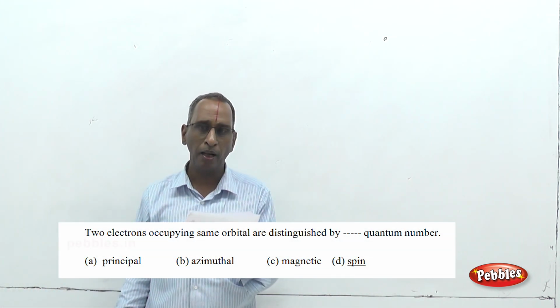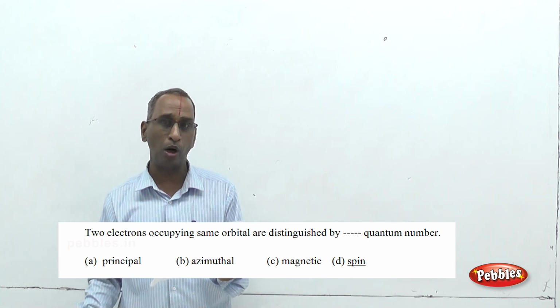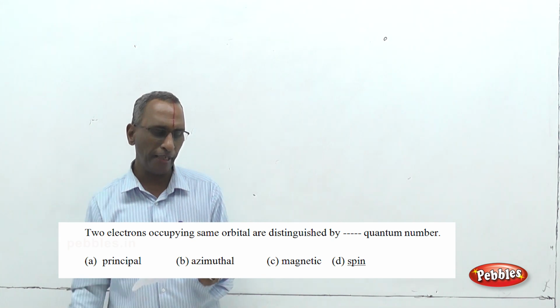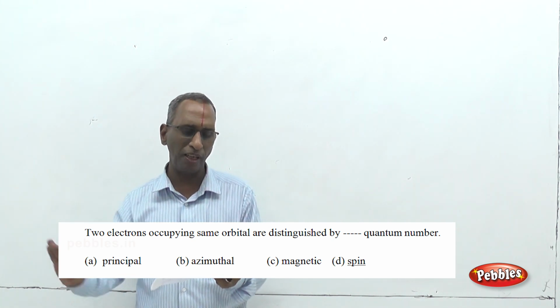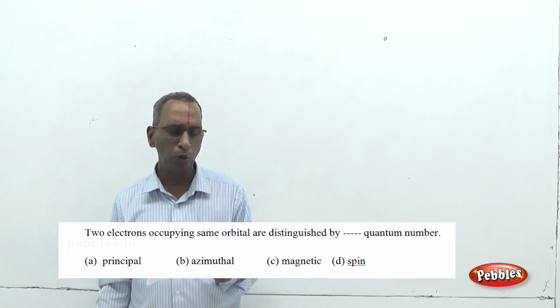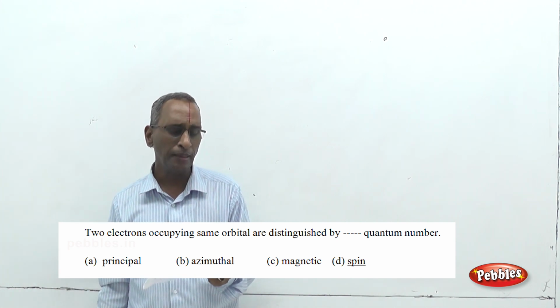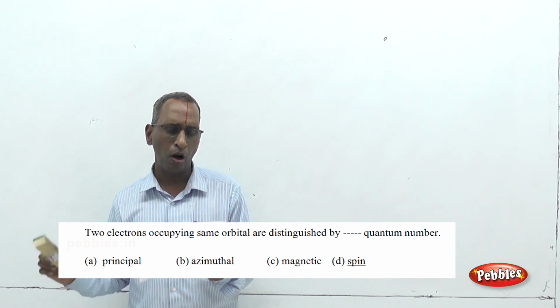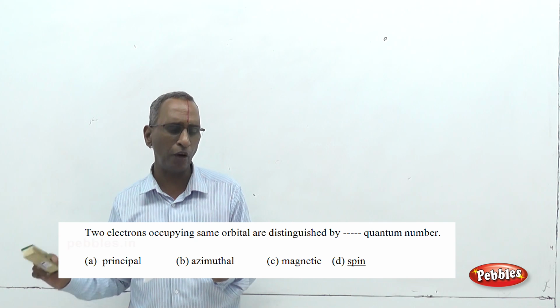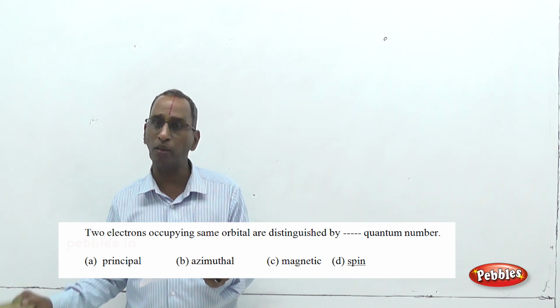Next question reads as, it is a direct question somewhat based on what we have studied. So this question, let me read, then we will see. It is based on only the concept of quantum numbers. We have studied about the 4 types of quantum numbers. The question reads as, 2 electrons occupying same orbital are distinguished by dash quantum number.